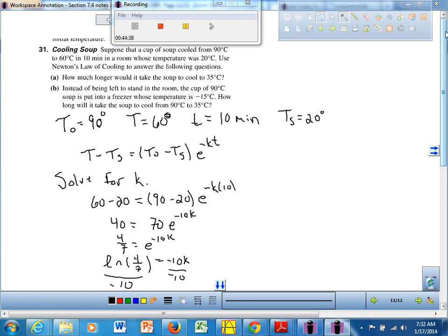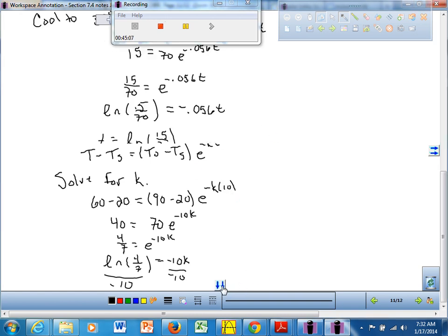So what's going to stay constant this time? I mean, what's going to be the same? The K. Yep. All right, we've already solved for K, so we can use that to help us in the next part. So go ahead and do part B. Our constant is already solved for, and we have negative 15.